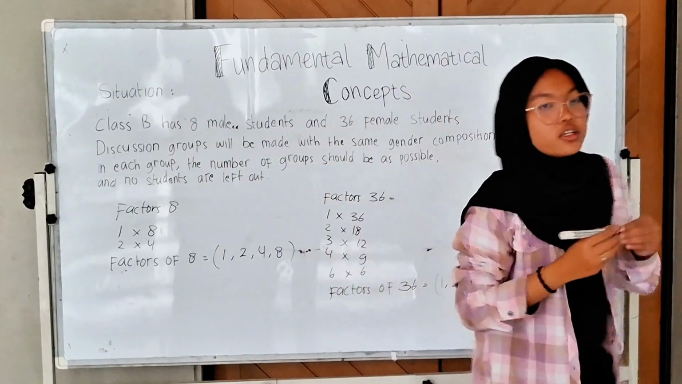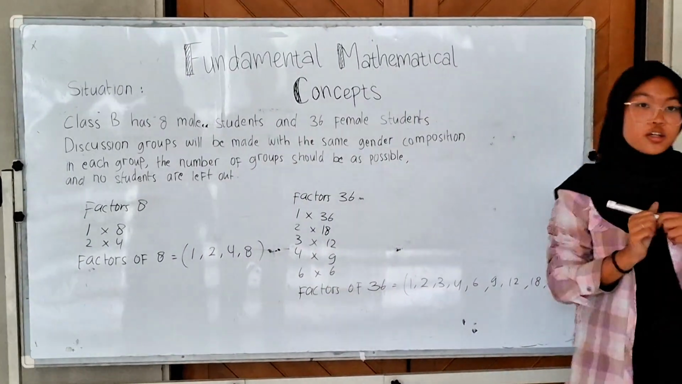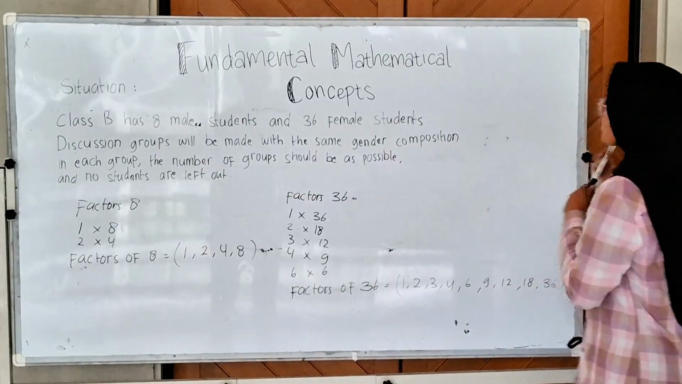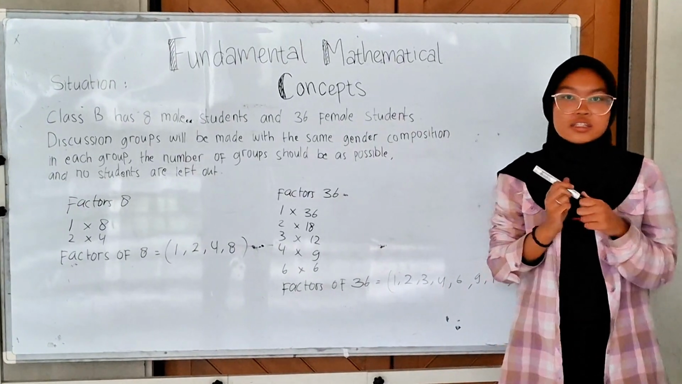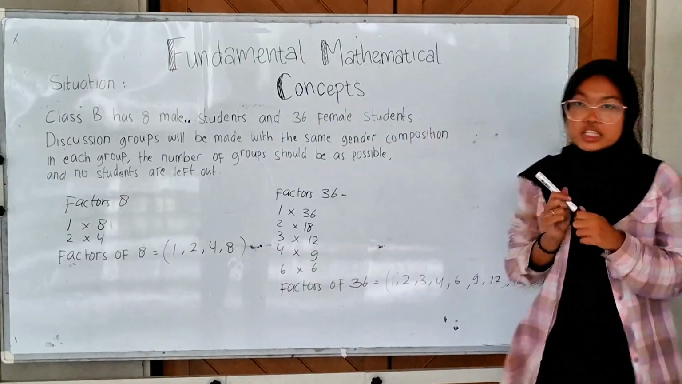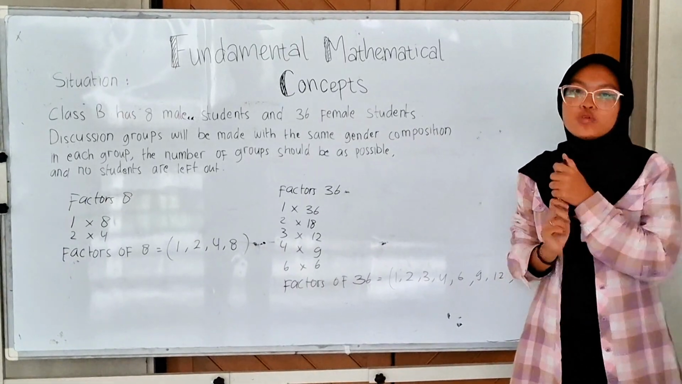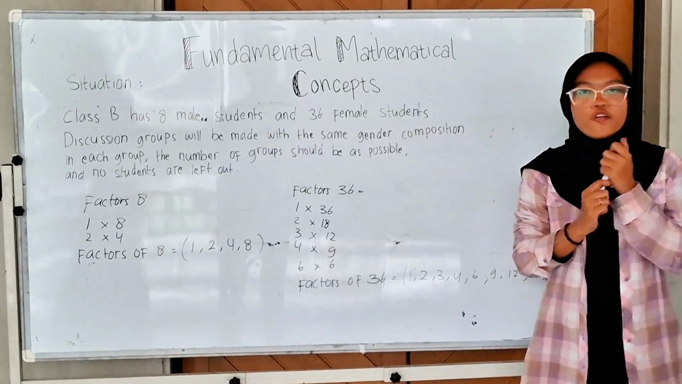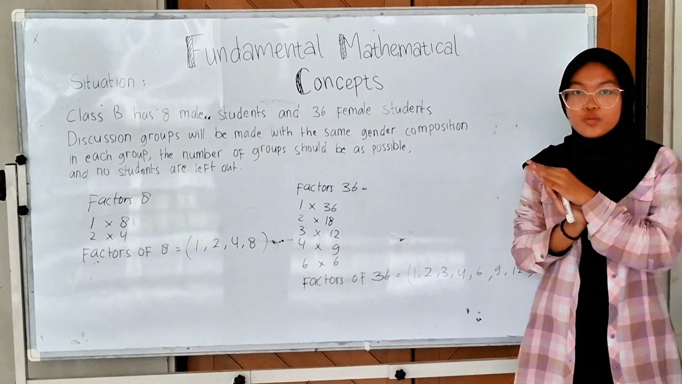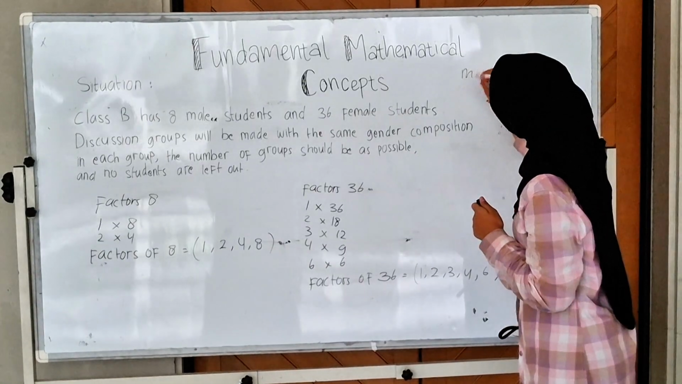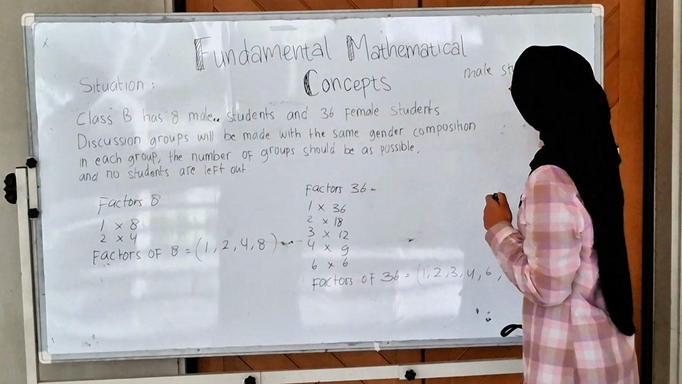Okay. Now, the GCF of 8 and 36 is 4. So the solution we get is that we can form 4 groups, and each group will have 12 students.